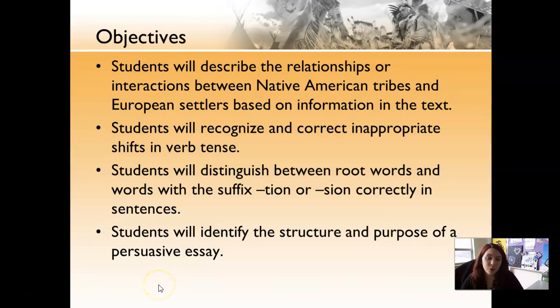We're going to distinguish between root words and words with the suffix -sion and -tion correctly in sentences, and identify the structure and purpose of a persuasive essay.